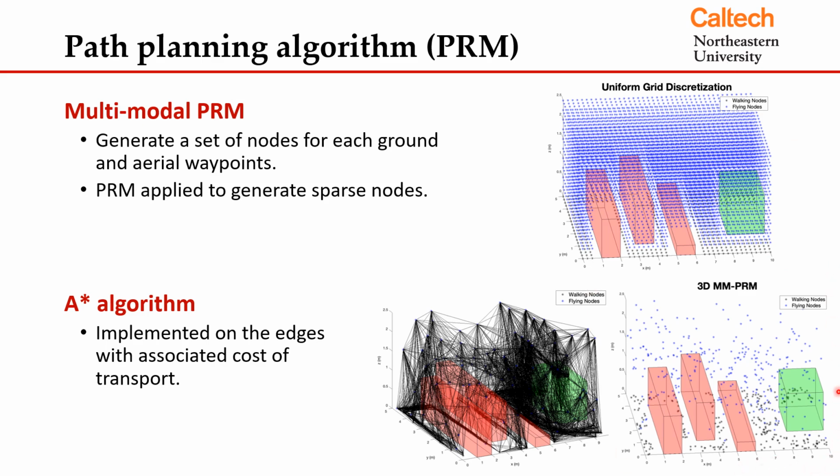As I mentioned, we modify the PRM so that it has ground and aerial nodes. In this case, we have the ground nodes in black over here and the aerial nodes in blue. After that, we can determine the edges such that no two nodes intersect. It doesn't allow the robot to intersect with the obstacles. Once we have this roadmap and the edges configured, we use an A-star algorithm to find the minimum energy solution to get from the current position to the final position.